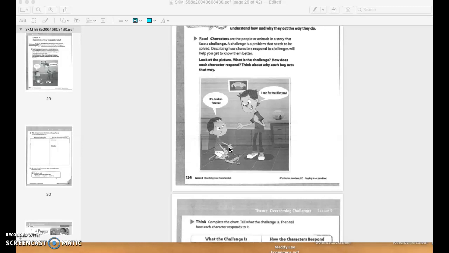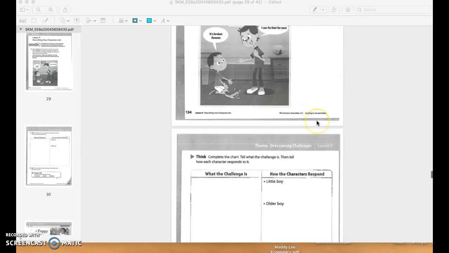So we have a little boy who is playing on the floor and his car is broken, and it looks like his older brother standing up next to him telling him that he can help him. So the little boy on the floor is saying, "It's broken forever." And then the brother is saying, "I can fix that for you." So we can tell that the older brother is a very kind older brother.